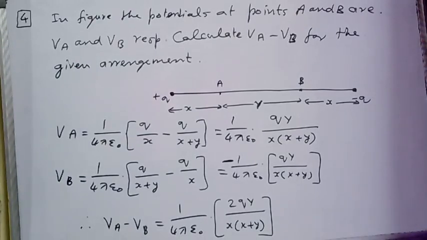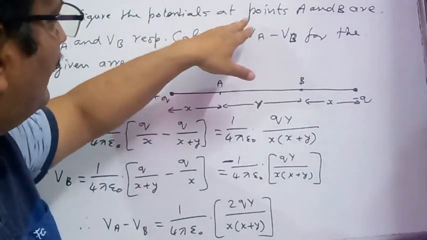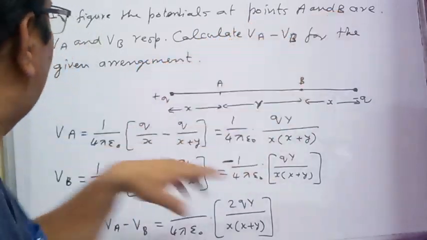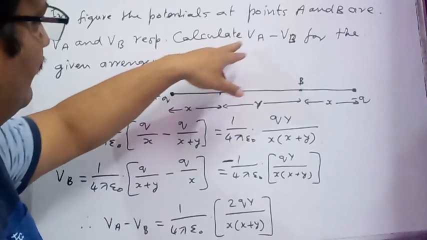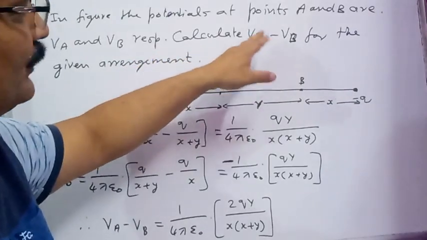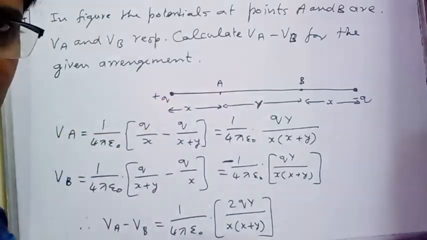Good morning students, this is another example of the electric field at a point due to presence of many charges. Here in this question you see in the figure the potentials at points A and B are VA and VB respectively. Calculate VA minus VB, that means potential difference between point A and point B for the given arrangement.